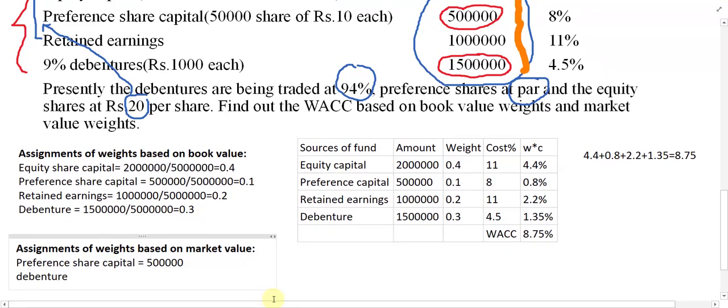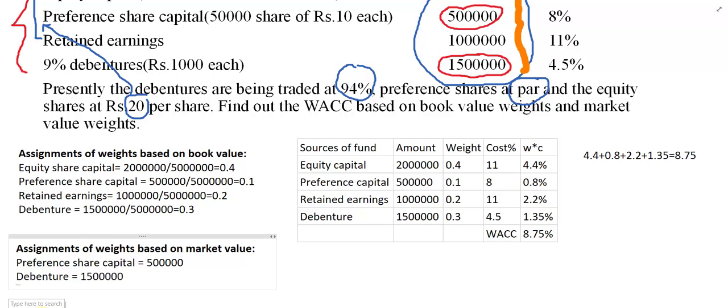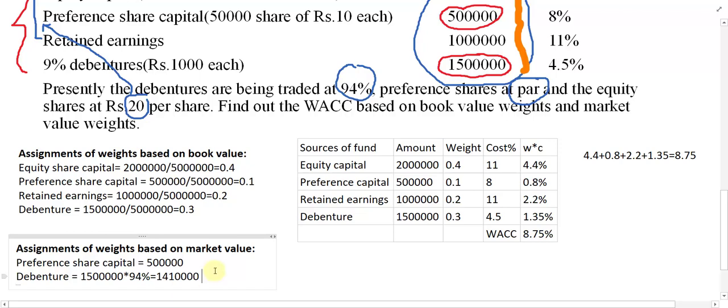For the debenture, it is also not much complicated. In the book it is 15 lakh, but in the market it is 94% of 15 lakh. So you can do like this: 15 lakh multiplied by 94%. Whatever is the amount is the market value of the debenture. Sometimes it can be more, sometimes it can be 110. In that case, in the market it is at premium. But if it is less than 100, in the market it is at discount. If it is mentioned at 100, it means it is at par.